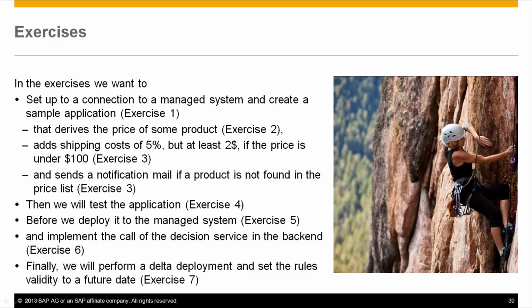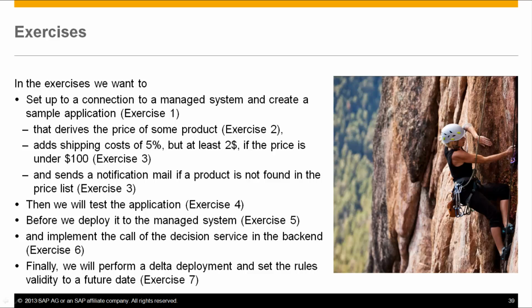In these exercises, we want to set up a managed system and assign a sample application to it in Exercise 1. This application derives the price of a product. We will cover this in Exercises 2 and 3. Add shipping costs of 5%, but at least $2 if the price is under $100 in Exercise 4, and sends a notification mail if a product is not found in the price list, Exercise 4.